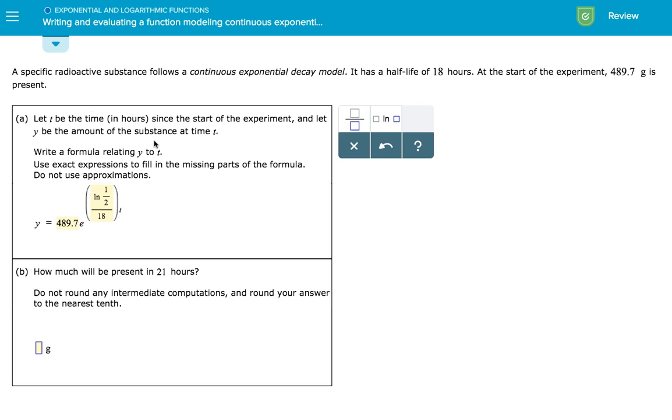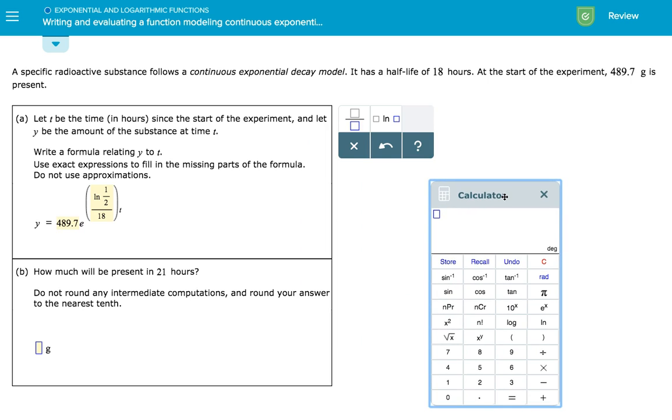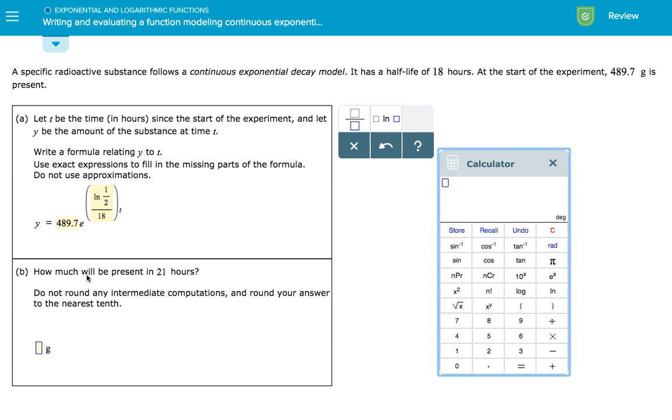Now for part A, they wanted us to write the formula relating y to t. And we've already done this here, assuming that we've already done our math. And we get y equals 489.7 e to the natural log of 1/2 over 18 times t. Now, our goal for this video is to show how to solve part B and properly type it in the calculator so we can get the answer correct.